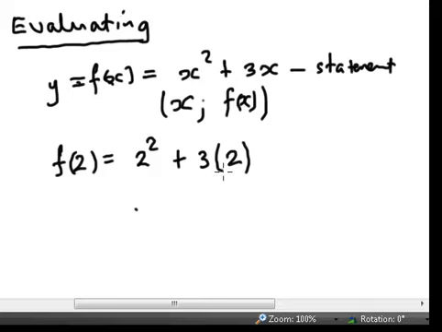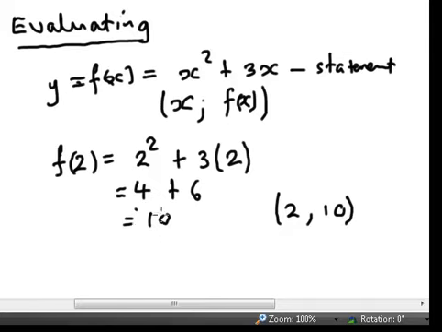Hoping that you know that the brackets mean multiply, is it? Then we're going to have 4. We know where 4 is from, is it? Plus 6. Then we say this is 10. So now we can make a pair of 2 and 10. I hope you know this thing.